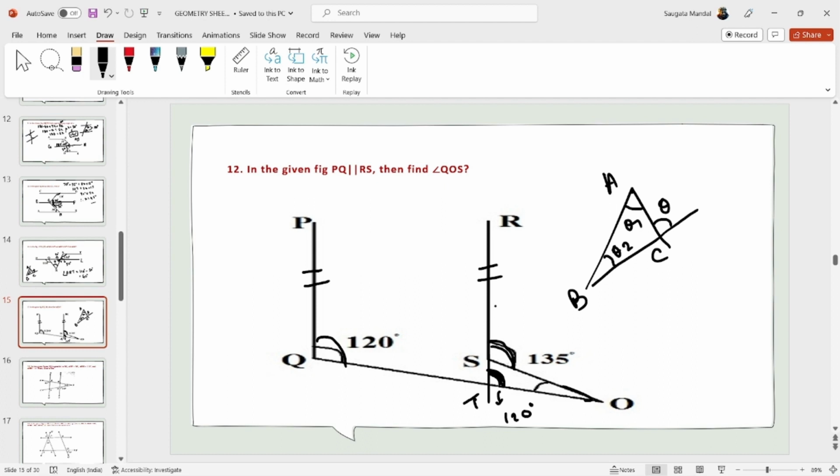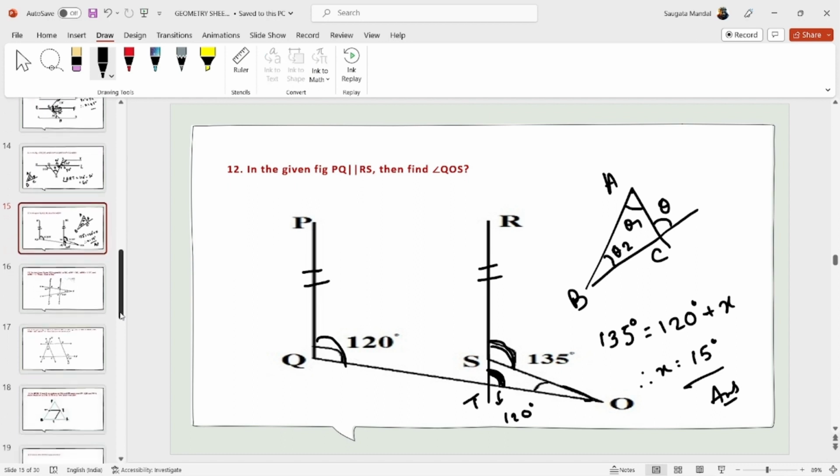This external angle is equal to the sum of two internal angles of this triangle STO. That means the external angle, 135 degrees, is equal to the sum of two internal angles, that is 120 degrees plus, suppose, x. Then what is the value of x? This is 15 degrees. The value of angle QOS is 15 degrees. This is the answer to this question.